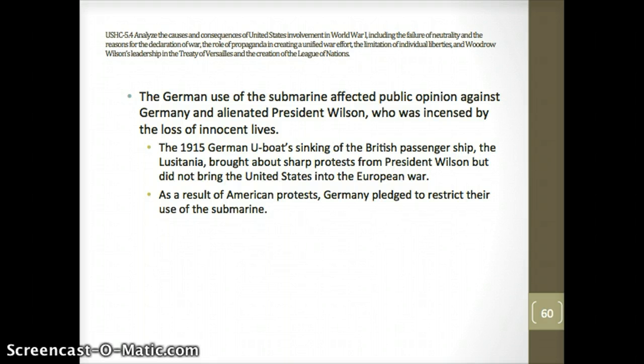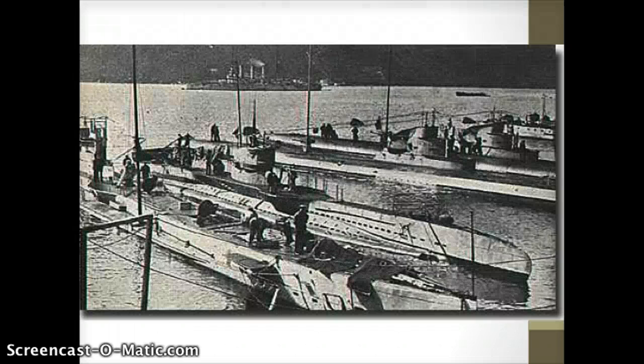Eventually, Germany's going to say they're not going to use submarine warfare as much, but then eventually they're going to restart submarine warfare, which is what's going to eventually get us into the war. And here's a picture of the German submarines.